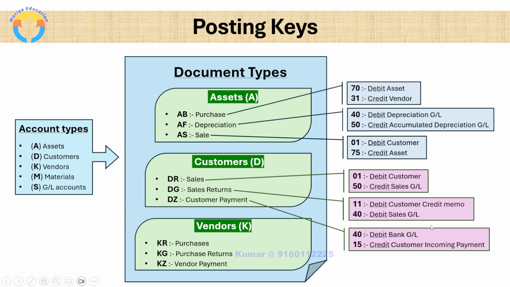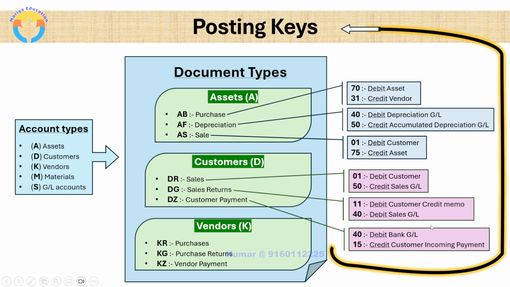Okay, so that's it. If you see here, these are the posting keys: 70, 31, 40, 50. These are called posting keys.